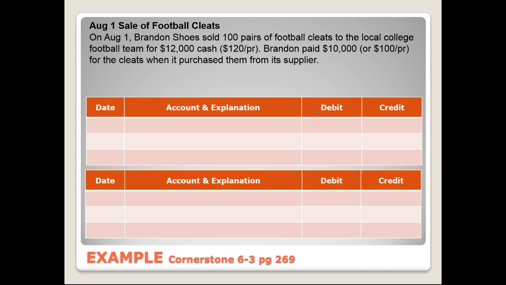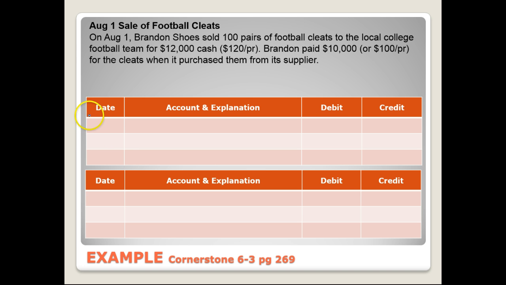Now let's do a problem to see how it works. We have Cornerstone 6-3, Brandon Shoes again. They've now sold 100 pairs of football cleats to the local college football team for $12,000 cash. Now, Brandon had paid $10,000 for these cleats when it purchased them from its supplier. So this all happened on August 1st. Let's record this sale of inventory.